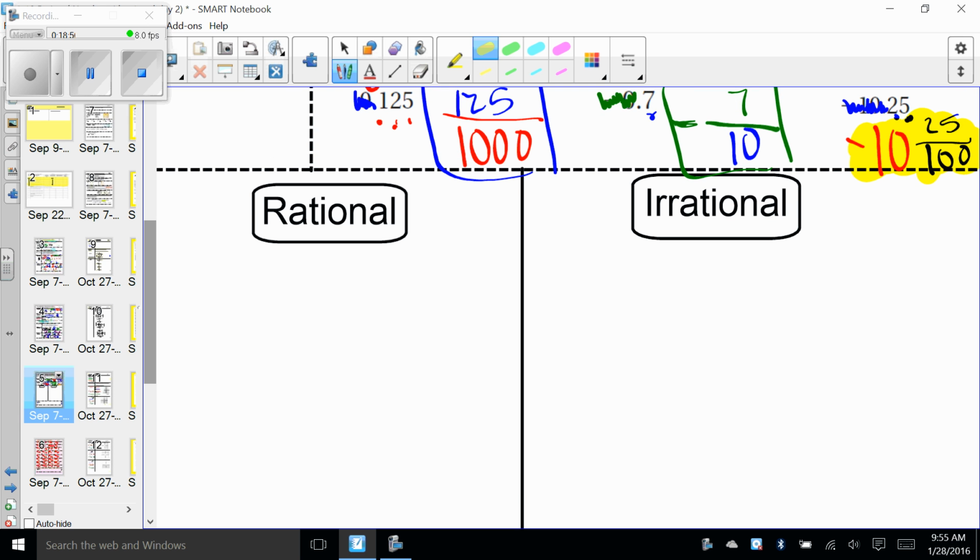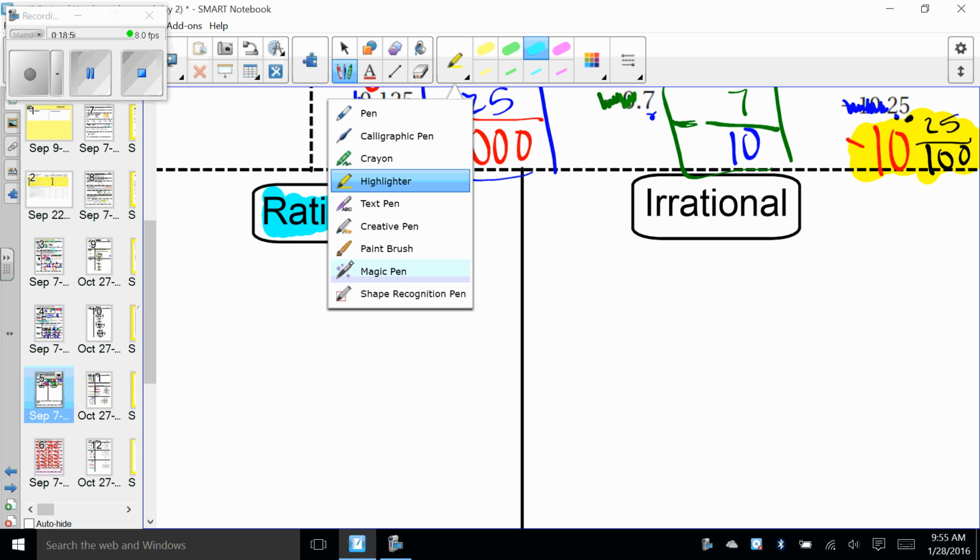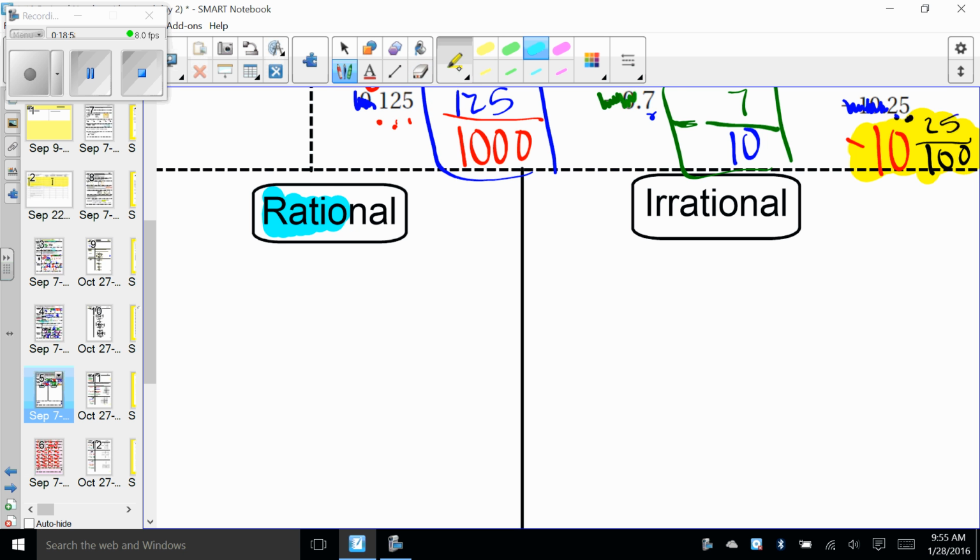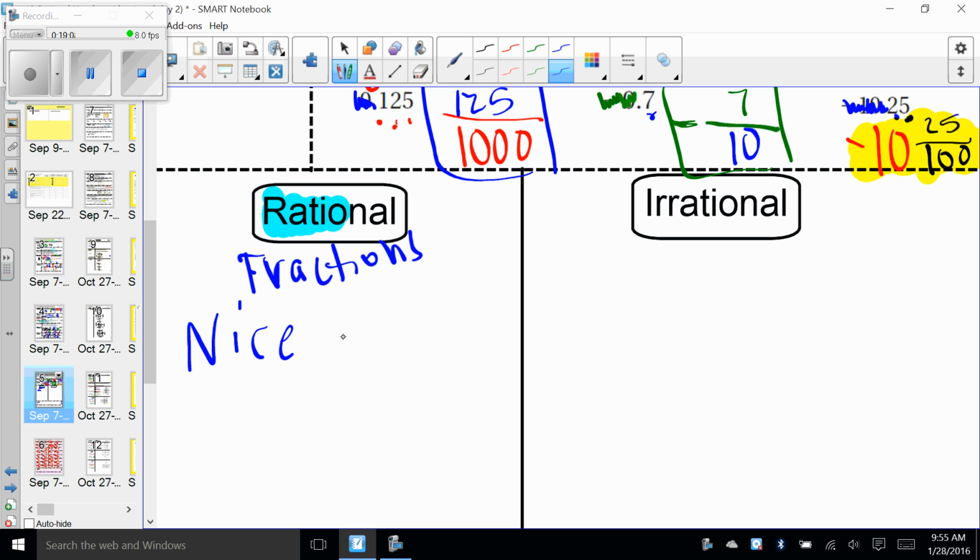Okay, group. So we're going to keep moving just so we know the difference. Rational, or ratio, means that it is a fraction. All ratios are fractions. So here's how we're going to break it down. What are rational numbers? Some examples of rational numbers. Rational numbers are nice fractions.